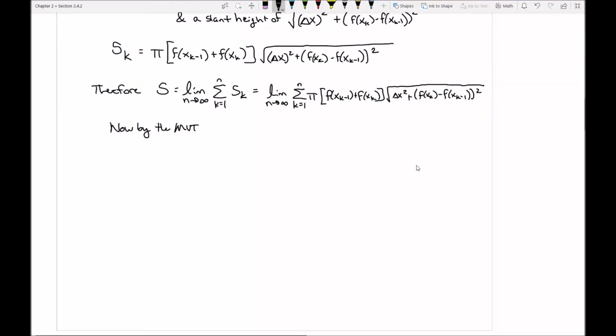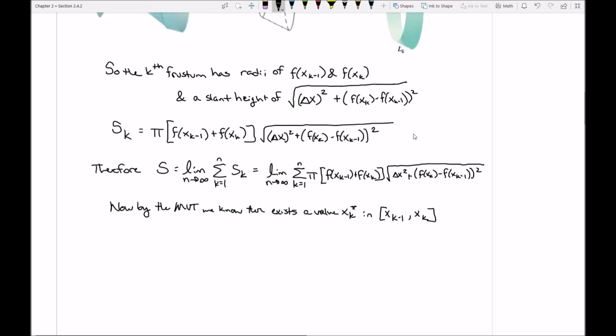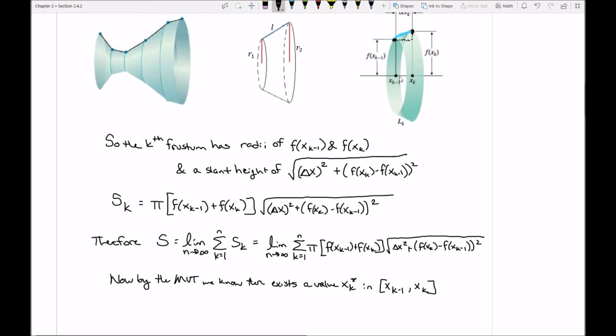But by the mean value theorem, we know there exists a value, we'll call it xk star, and it exists in the interval from xk minus 1 up to x sub k. Remember, that's going to be in the picture, that is, there's some special x that exists in here. Xk star is somewhere in here in the picture.